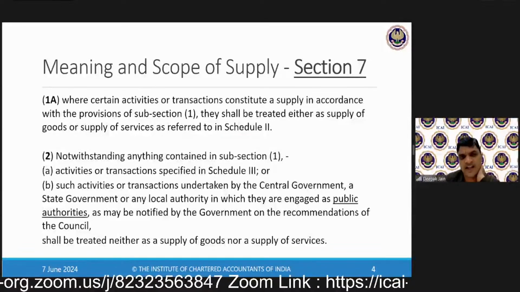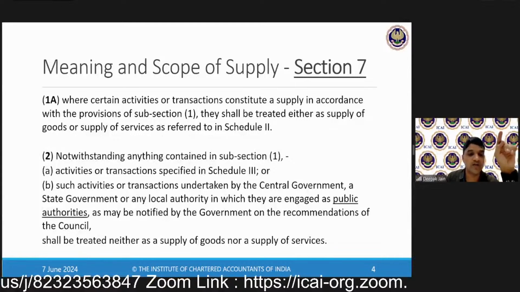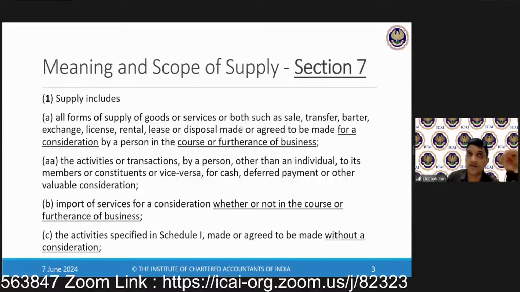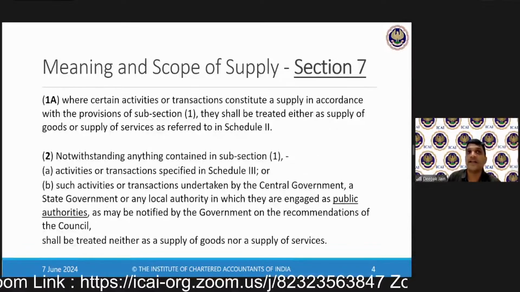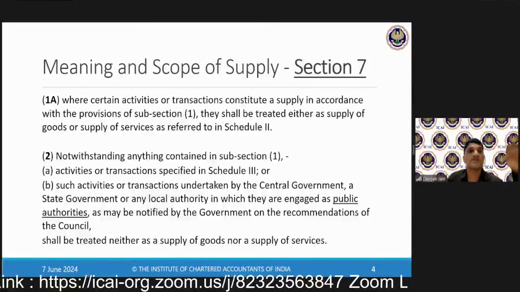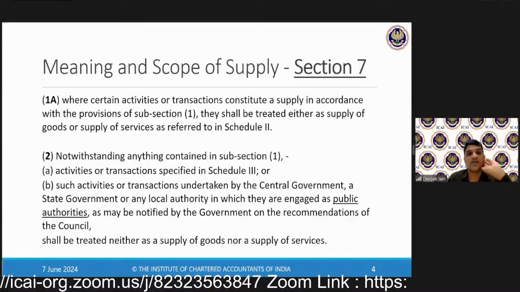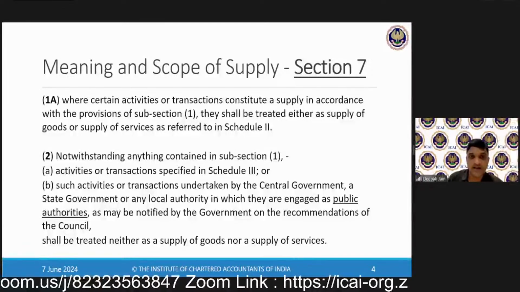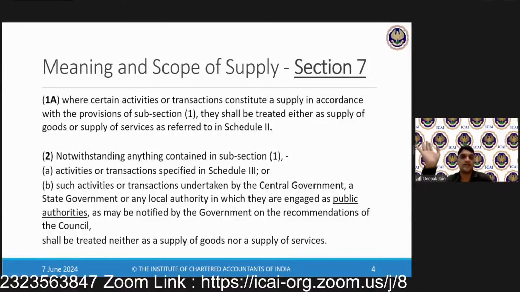Then 7(1)(a). So there are two 1(a)s. One is section 7 subsection 1 clause A, but here it is 7(1)(a) itself, where certain activities or transactions constitute a supply in accordance with the provisions of subsection 1. They shall be treated either as a supply of goods or a supply of services as referred to in Schedule 2.